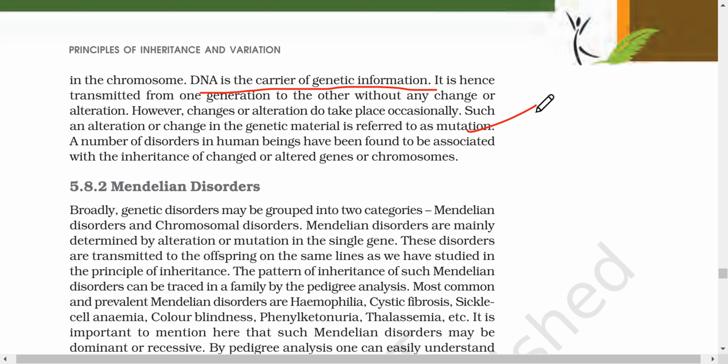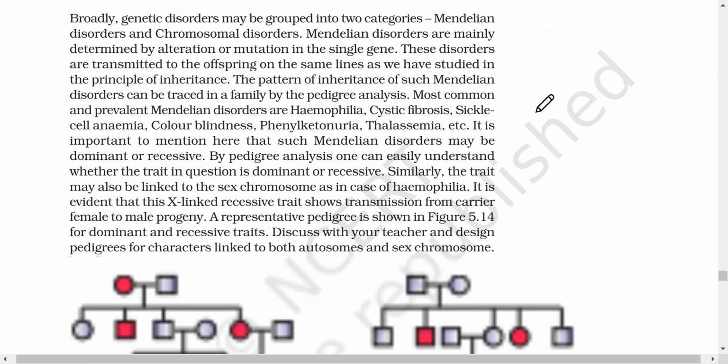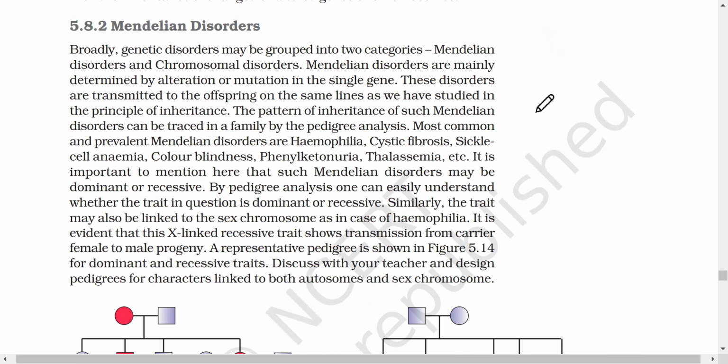A number of disorders in human beings have been found to be associated with the inheritance of changed or altered genes or chromosomes. Let's come to Mendelian disorders now. Broadly, genetic disorders may be grouped into two categories. You can have Mendelian disorders and you can have chromosomal disorders. Mendelian disorders are mainly determined by alteration or mutation in a single gene. These disorders are transmitted to the offspring on the same lines as we have studied. The pattern of inheritance of such Mendelian disorders can be traced in a family by pedigree analysis.